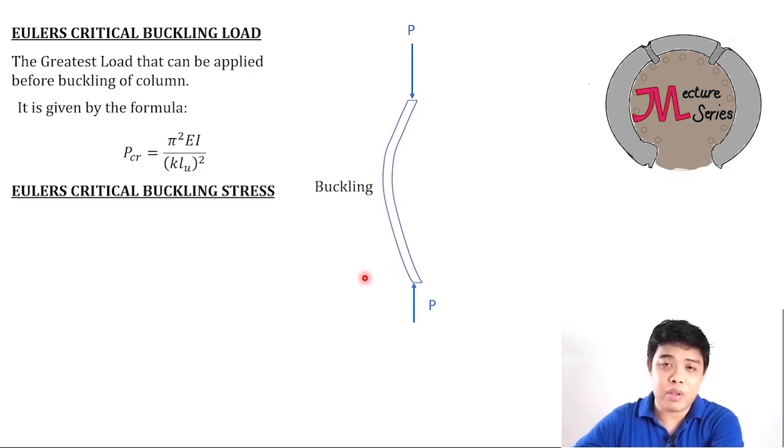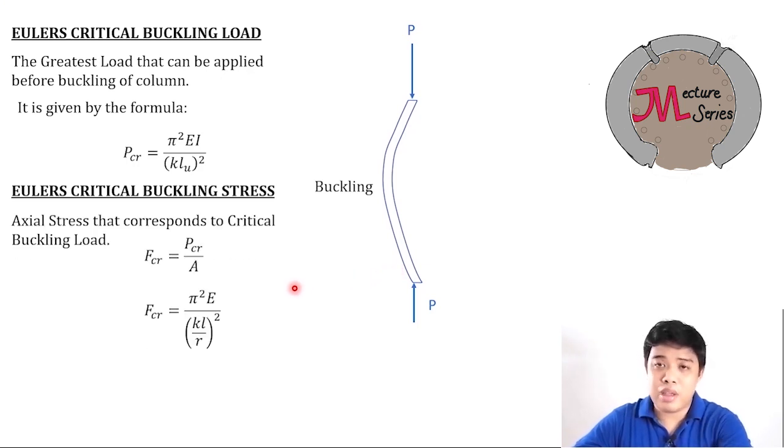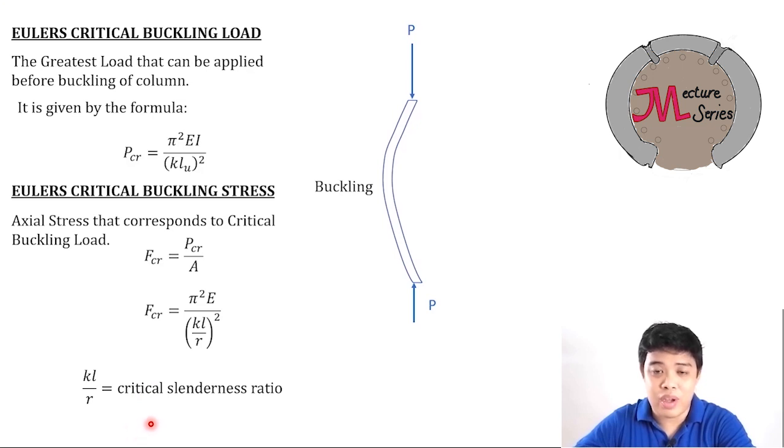What is Euler's critical buckling stress? It is the actual stress that corresponds to the critical buckling load. If you divide the critical buckling load by the area, I just use FCR for the critical buckling stress, and you manipulate it algebraically, you will find an equation like this: pi squared E all over (KL over r) squared. KL over r is the critical slenderness ratio in a certain column or compression member.